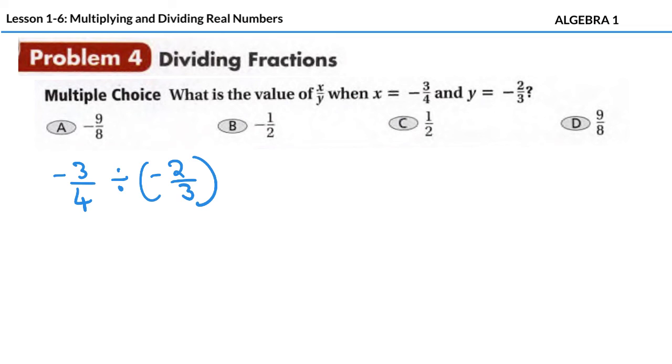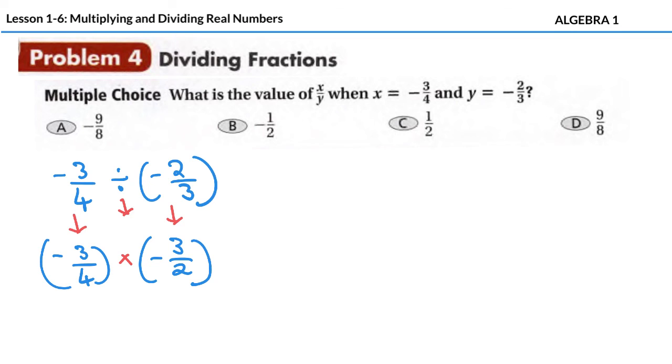Now look at the method how we divide two fractions. Keep the first fraction as it is, so it's going to be negative 3 over 4. Then change the division sign to a multiplication sign. And then take the second fraction and reciprocate. Take the reciprocal of the second fraction. What is the reciprocal of negative 2 over 3? It's negative 3 over 2. You just have to flip the second fraction.